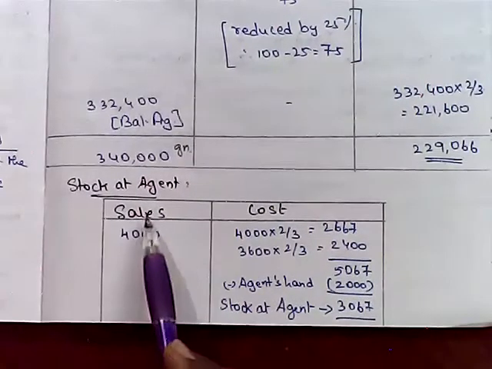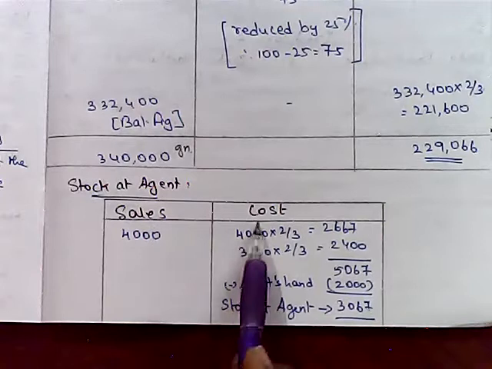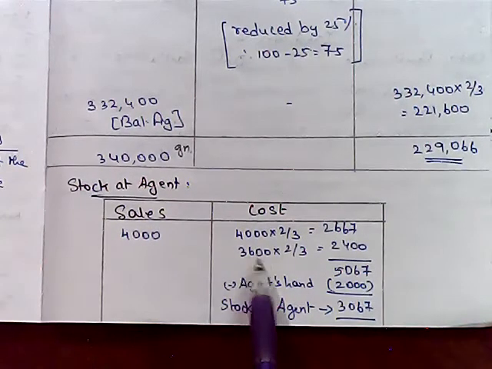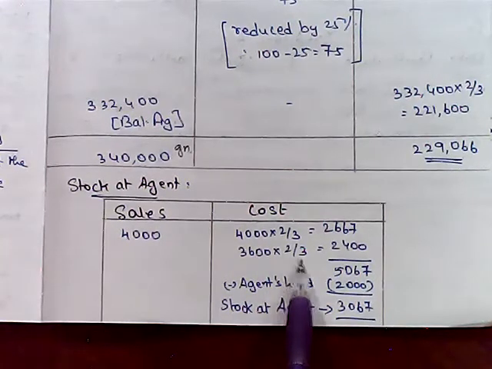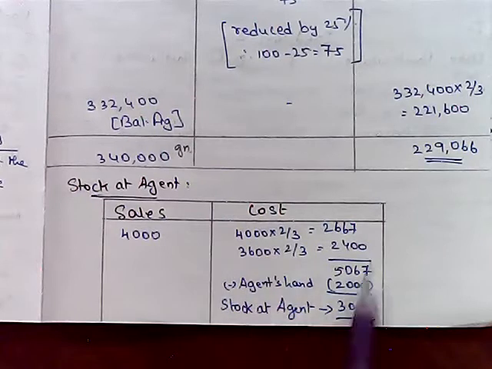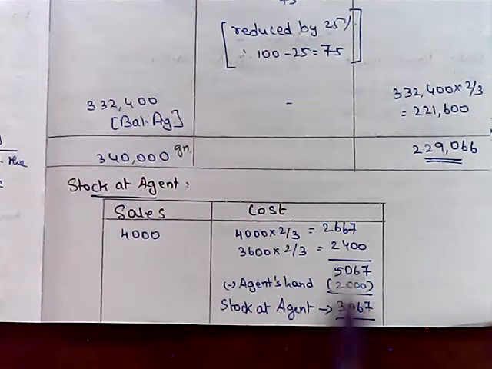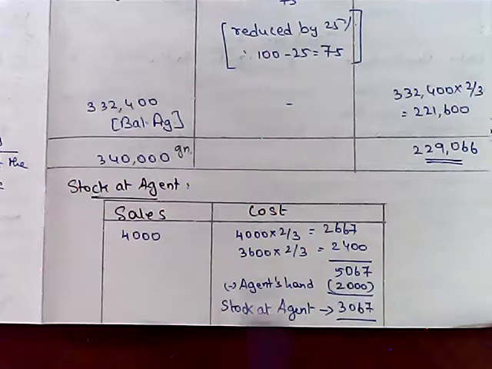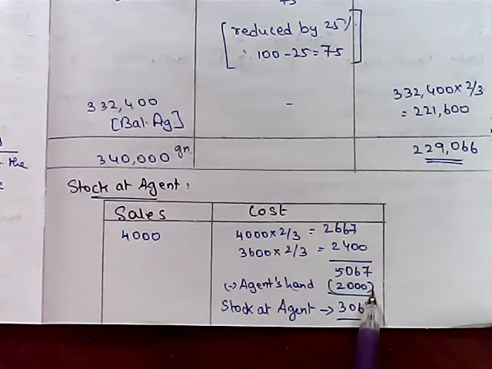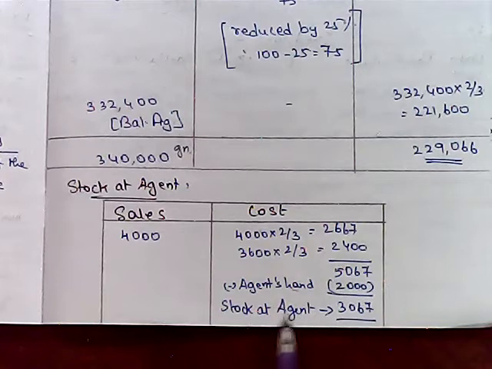So here sales is given as 4,000. So cost is 4,000 into 2 by 3, which is 2,667, and 3,600 into 2 by 3, which is 2,400. Both are given in the question. So if you add both, you will get 5,067, minus the agent's stock in the agent's hand, which is 2,000. This is also given in the question. So you will get the total stock held by the agent, which is nothing but 3,067.